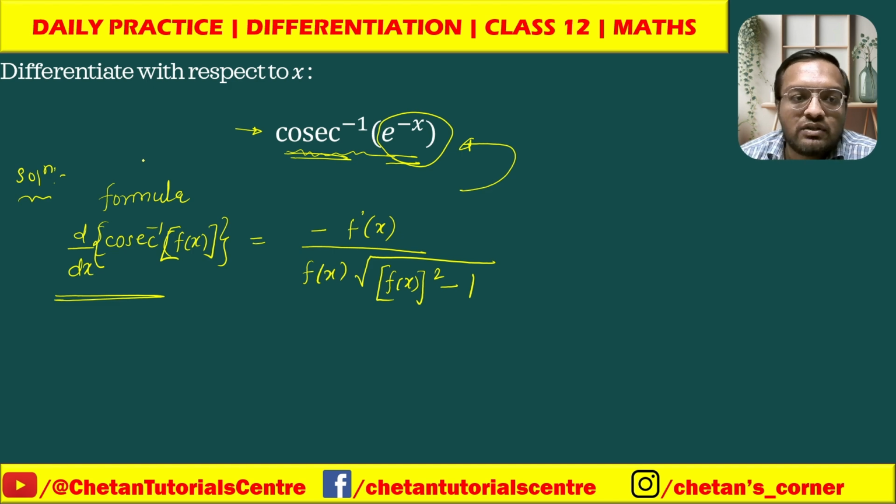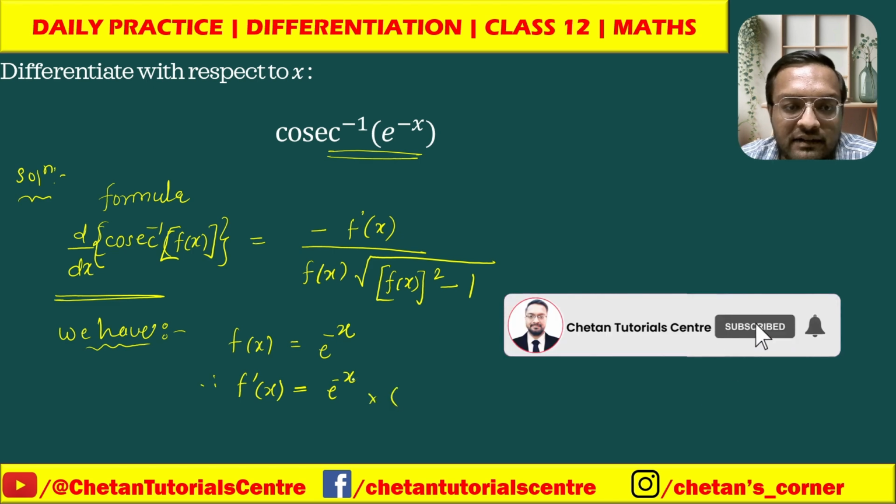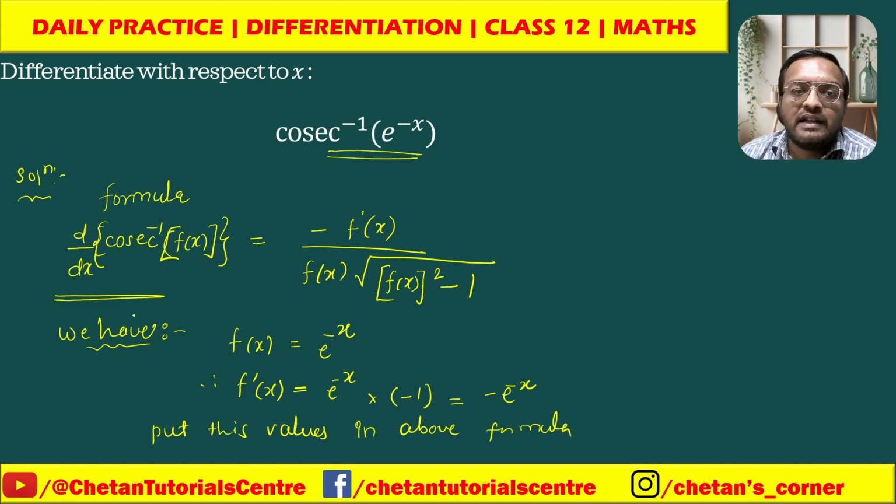Now how to apply, let me show you. Now we have f of x is e raised to minus x. Therefore, its derivative with respect to x will be e raised to minus x multiplied by derivative of minus x, that is minus 1, which is equal to minus e raised to minus x. Put these values in the above formula. Then what will I get?